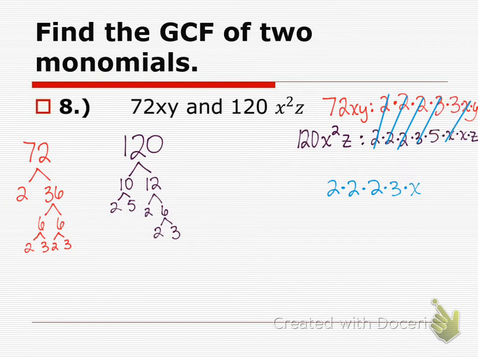Then we multiply it all together. So 2 times 2 times 2 times 3. Or 2 times 2 is 4, 4 times 3 is 12, 12 times 2 is 24, and then I still have x. So that would be my GCF of those 2 monomials. Okay. Not a whole lot different from what we did last week. We're just throwing in the variable part.